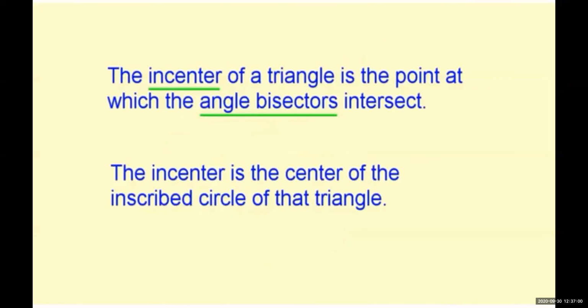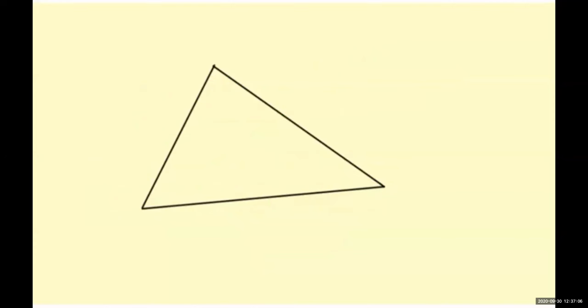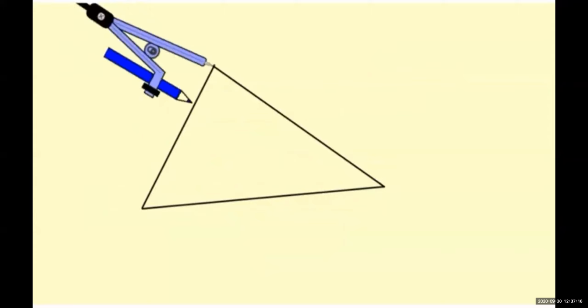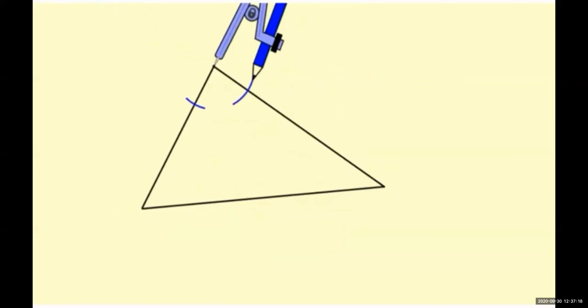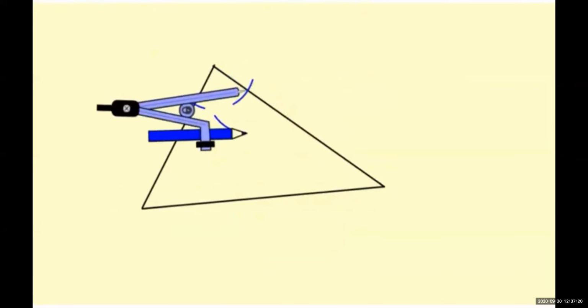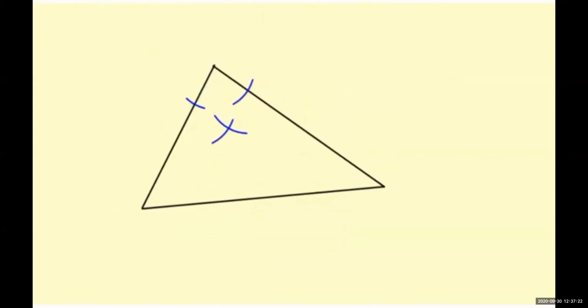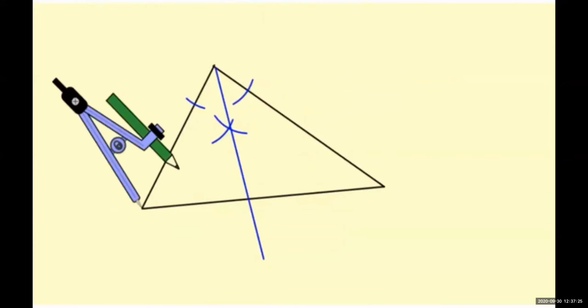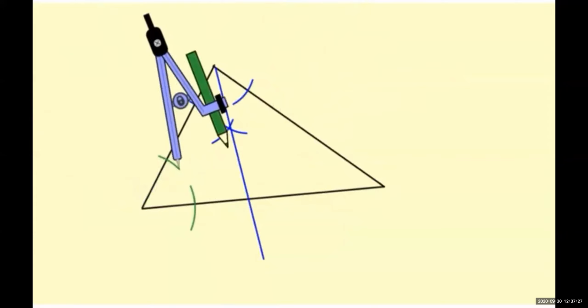The incenter is the center of the inscribed circle of that triangle. Here it is a type of triangle. How to find the incenter? Here this is the angle. How to draw the angle bisector? They are showing that this is the method. This is the angle bisector. Second one is in green color.